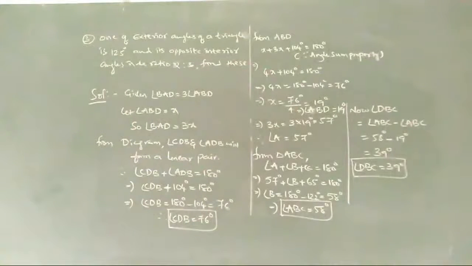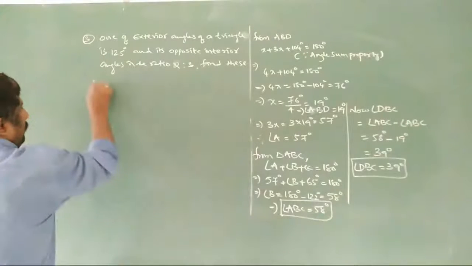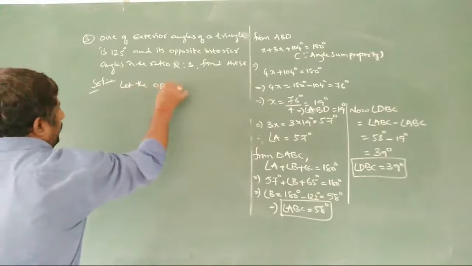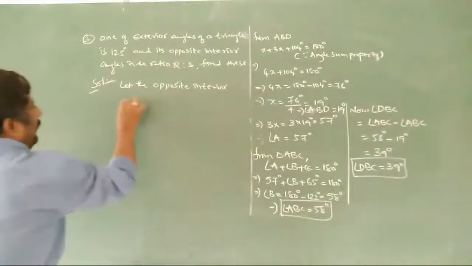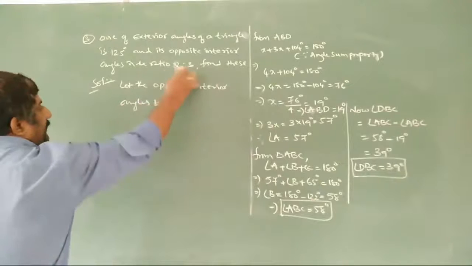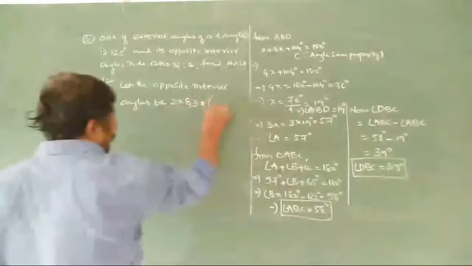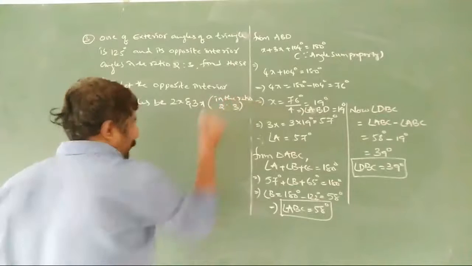What is given? One of the exterior angles of a triangle is 125 degrees and its opposite interior angles are in the ratio 2:3. Find the angles. Very simple problem. Let the opposite interior angles be, what is given? 2:3 ratio. So 2x and 3x. If you want, you can mention here in the ratio 2:3.